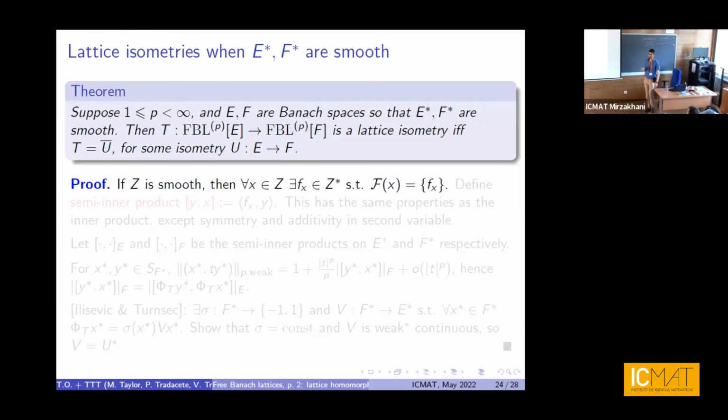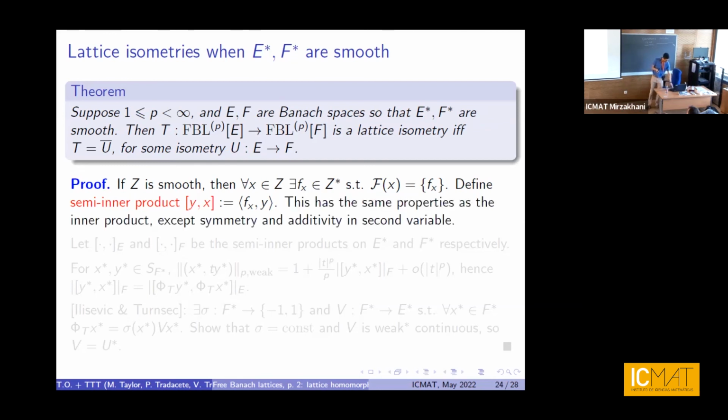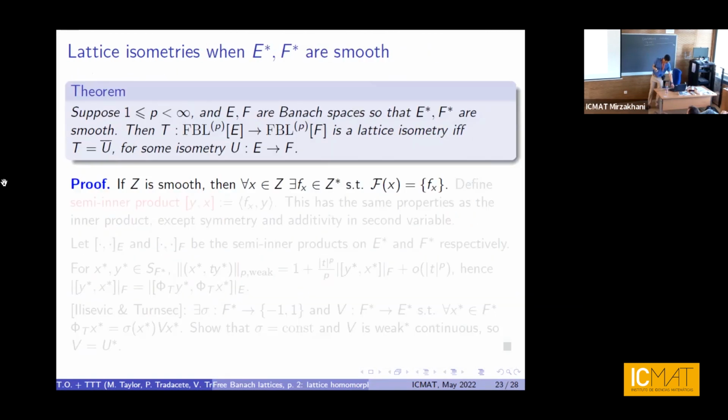Because of the smoothness, we know that for any element there is exactly one supporting functional. This allows us to define on Z the so-called semi-inner product. What is a semi-inner product for a pair y, x? We are acting on y by the supporting functional of x. This semi-inner product is similar to the inner product, except that we don't have symmetry, and we don't have additivity in the second variable. But why am I doing this?